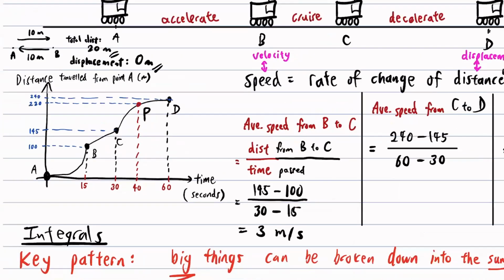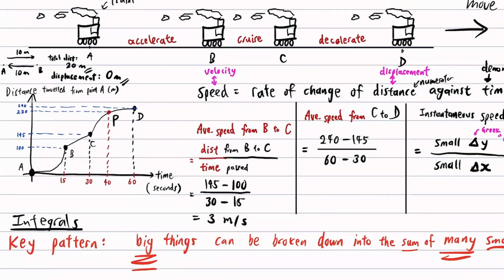Now we move on to the next one. Average speed from C to D. This time, a bit funny.